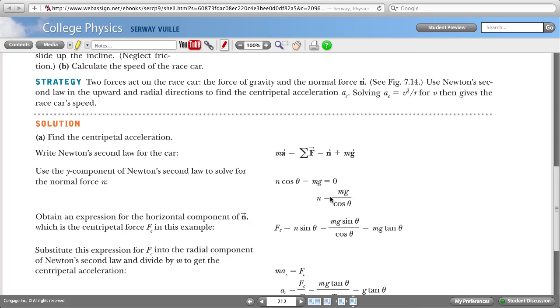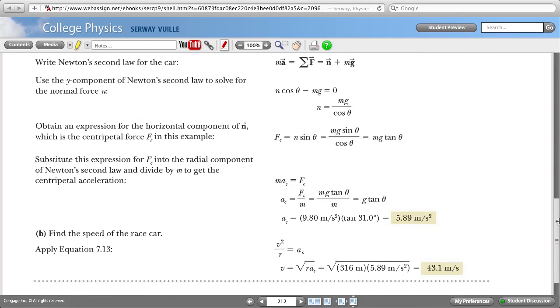And since we know that n is equal to mg over cosine theta, we just replace n with mg over cosine theta. And then you multiply it by sine theta, and you get mg sine theta over cosine theta, which is mg times tangent of theta. Well, again, we still know everything in that equation, so we can plug in numbers for that.